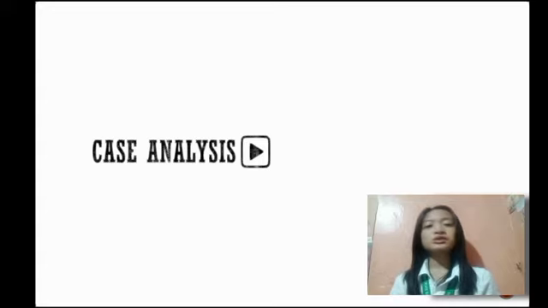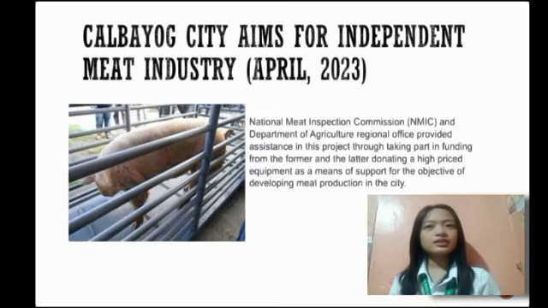So now let's proceed to the case analysis. As you can see, Calbayog City aims for an independent meat industry. The National Meat Inspection Commission, or NMIC, and the Department of Agriculture Regional Office provided assistance in this project, with the former funding and the latter donating high-priced equipment in support of the objective of developing meat production in the city.